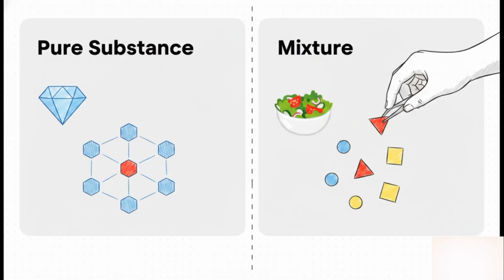Just by answering that one question, boom, we've split all matter into two huge categories. If you can physically separate it, it's a mixture. If you can't, it's a pure substance. The big difference? In a mixture, all the ingredients are kind of just chilling together, like in a salad. In a pure substance, everything is chemically bonded, locked tight.